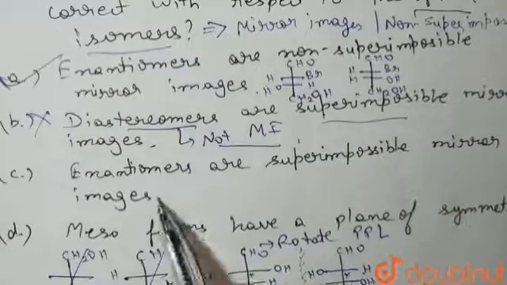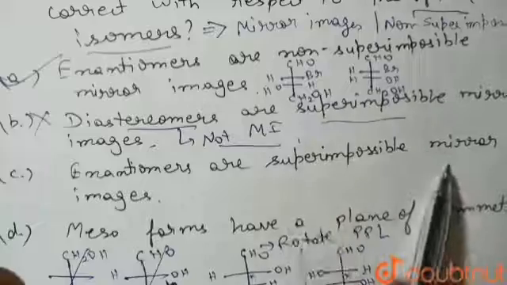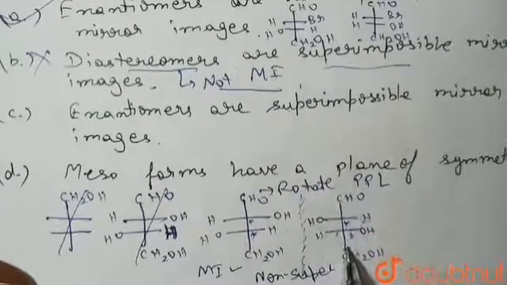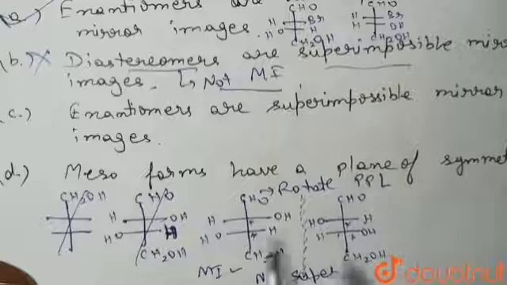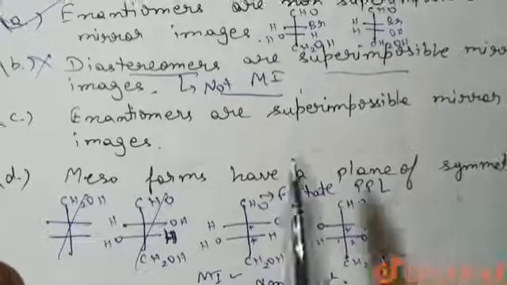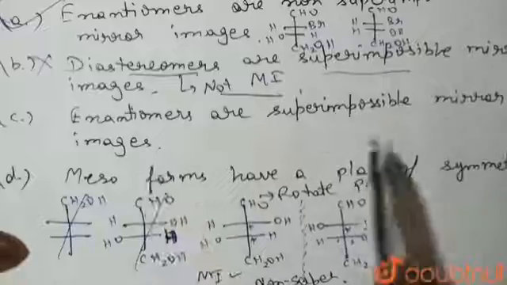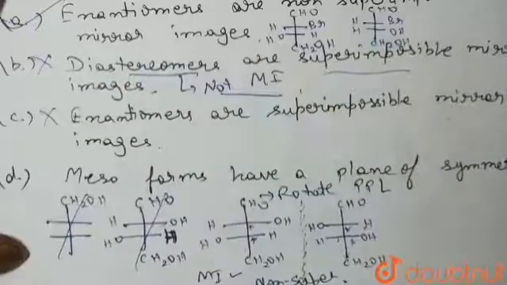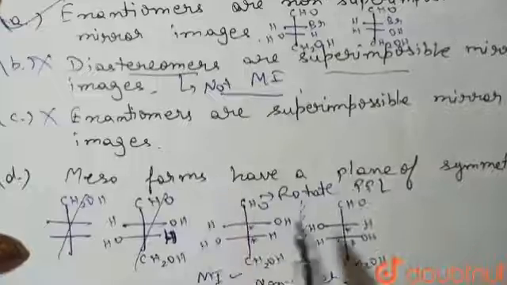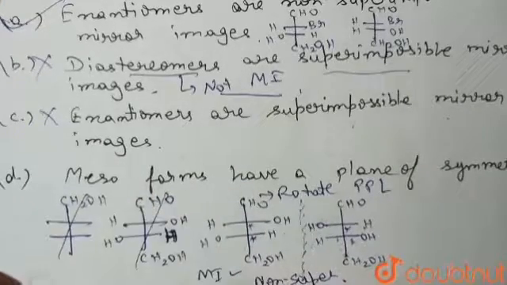Okay, so your C statement is: enantiomers are superimposable mirror images. I just showed you in this example that no, they are not superimposable, they are non-superimposable. You cannot superimpose the mirror image on the first one. So enantiomers are not superimposable mirror images. So this is also an incorrect statement because it says that they are superimposable, but in actuality they are not. So this is the wrong statement.